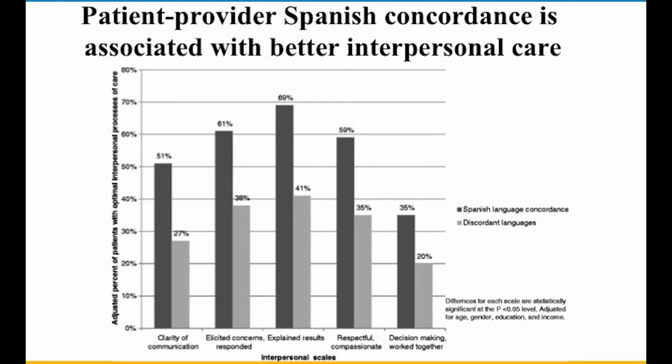And for the same study, we looked at interpersonal care. The domains are on the bottom: clarity of communication, eliciting concerns, explained results, respectful and compassionate, and decision making. The dark gray bar is Spanish language concordance, and the light gray is discordant languages with their physicians. Because it's out in California, there are some physicians that speak Spanish, so it was a nice opportunity to look at language concordance without the interpreter part, because the interpreter part, like you were saying, whether it's professional or not, can be like a gray box, where you don't know exactly what's going on. And so we see that those that had language concordance had higher reports of interpersonal care across all the domains.